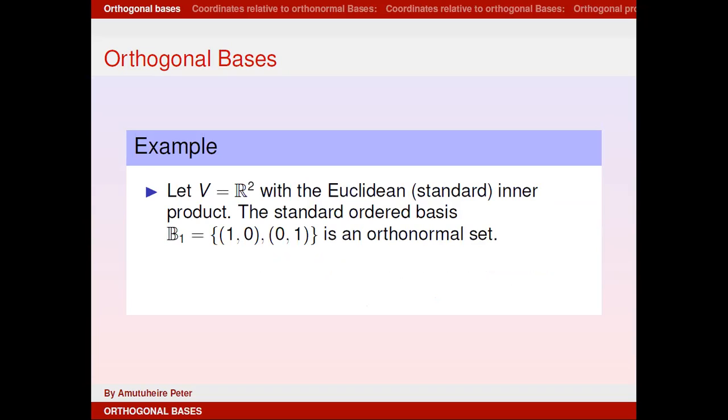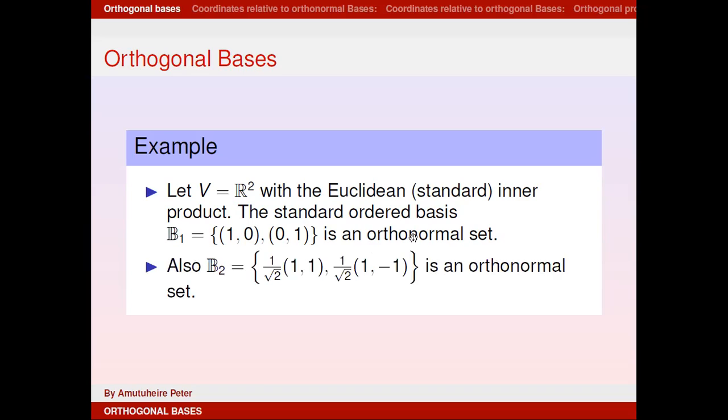Another example: we have vector space V, which is R2, with the Euclidean or standard inner product. The standard basis for R2 is (1, 0), (0, 1). Basis means that every element of R2 can be written as a linear combination of these two basis elements. So this set is an orthonormal set. First of all, a set cannot be orthonormal unless it is orthogonal. But a set can be orthogonal when it is not orthonormal.